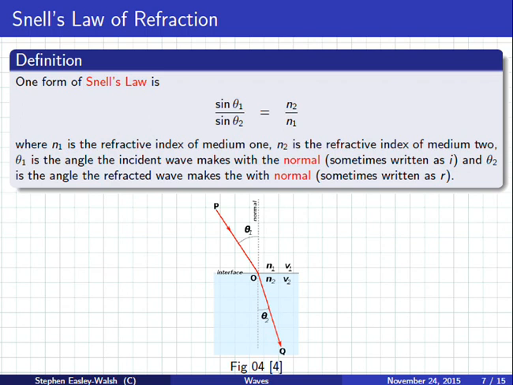Yeah? So we need a way to measure how fast the light can move. And we call that the refractive index. And the formula is quite simple. It's the speed of light divided by the speed of the light in the material, like the glass or the water. So please write this definition down of refractive index.